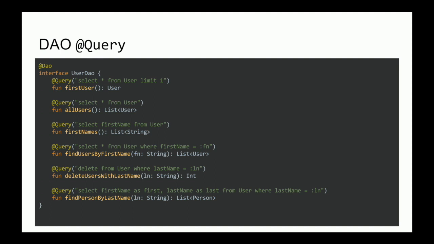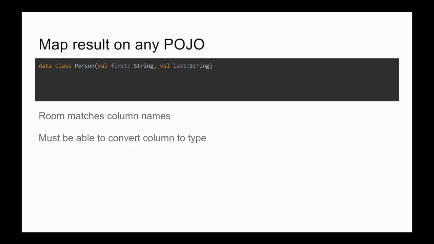What's interesting is that Query is not really limited to selects. You can also do deletes, so you can basically do any database operation that returns some kind of result. And in this last example, we are renaming the first name to first and the last name to last, and mapping it onto a POJO in this case, which returns us a list of persons. And the reason why I need to rename this is because the Person POJO has first and last properties, and not first name, last name.